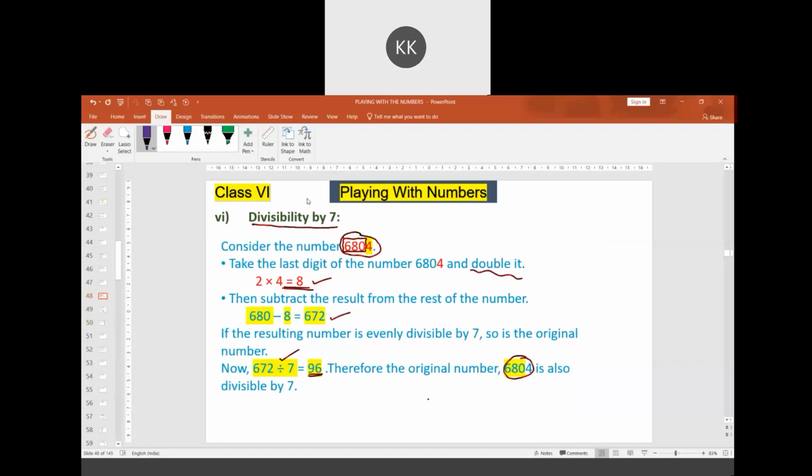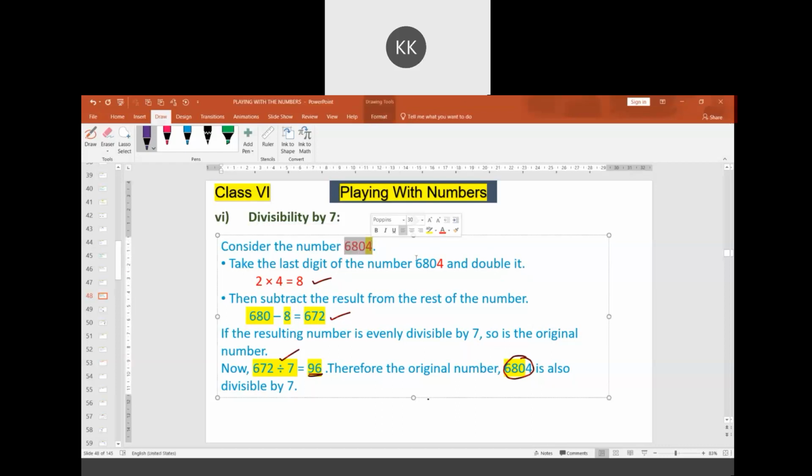Yes, once again, I am going to repeat this test for divisibility by 7. This is the fourth time I am telling. This is not given in any of the books. I have taken an example here. 6804. In this 6804, the units place is 4. I am going to double it, becomes 8. This 8 I am subtracting from the number formed by the remaining digits. 680 is the number formed by the remaining digits. I get the difference as 672.